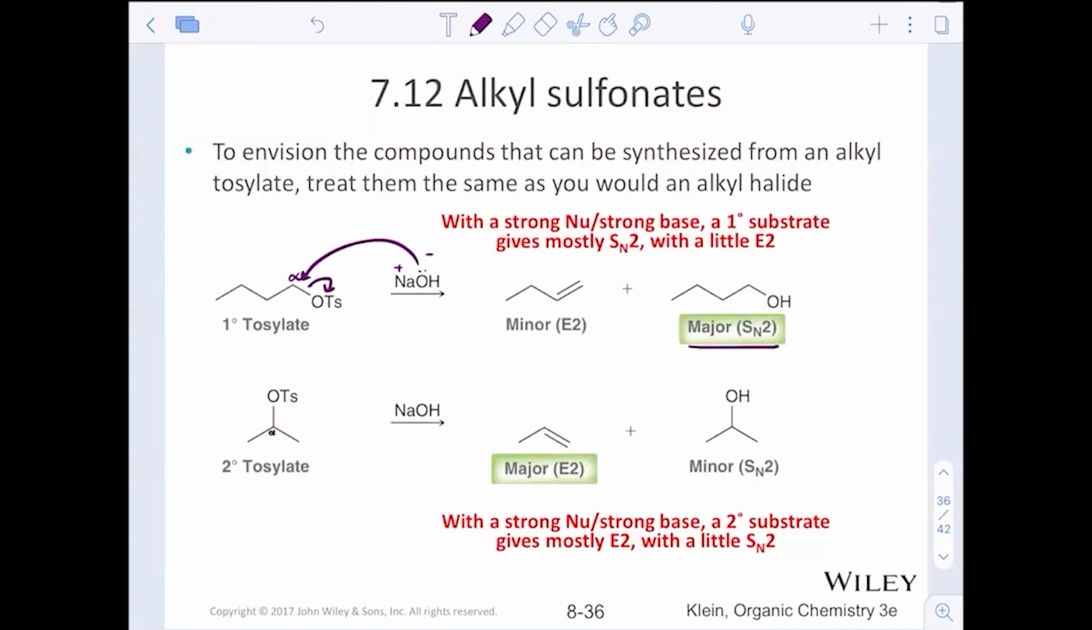For secondaries, remember when we have a secondary, the major product is the elimination reaction when paired with a really reactive nucleophile and base. So we have our E2 mechanism as our major product. Minor is the SN2 for that one. Again, remember the competition between our primary and our secondary alpha carbons. So now we can see that those tosylate groups, or any of the sulfonates, are really good leaving groups and can be treated the exact same as our alkyl halide leaving group was.